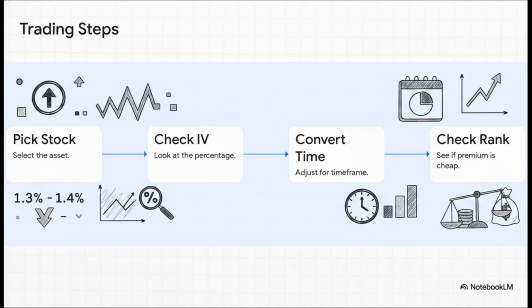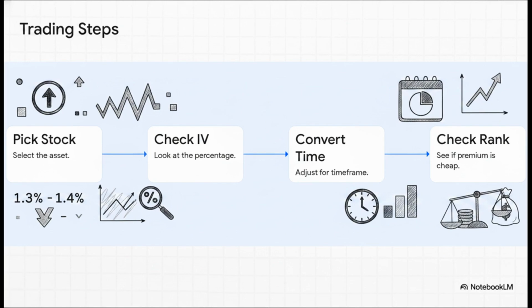All right, let's summarize all this into a practical, repeatable process you can use every single time you trade. Step 1, pick your stock. Step 2, check the raw IV percentage so you understand the market's expected yearly move. Step 3, since IV is annualized, remember to convert it to your specific time frame. If you're trading a monthly option, you're only dealing with a fraction of that expected yearly move. And finally, step 4, always check the IV rank to see if the current premium is actually cheap or expensive compared to its own history.